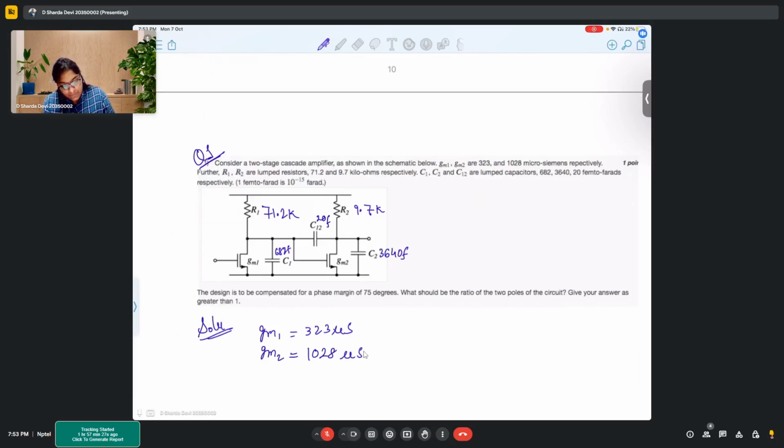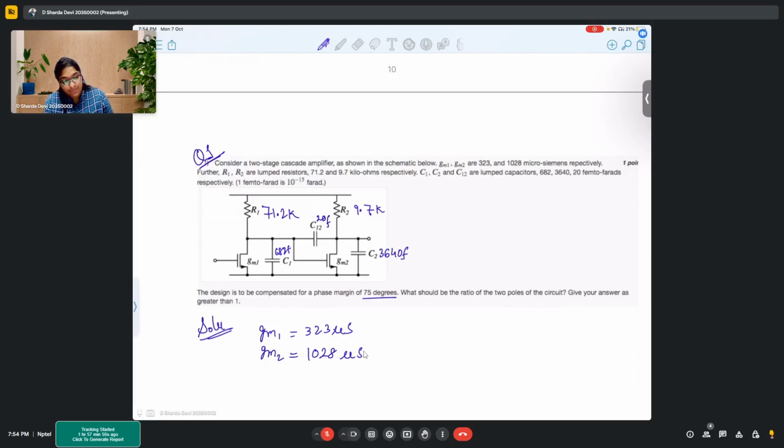The design is to be compensated for a phase margin of 75 degrees. What should be the ratio of two poles of the circuit? Give your answer as greater than 1. Okay, so here the idea is we want our system to provide us with a phase margin of 75 degrees.